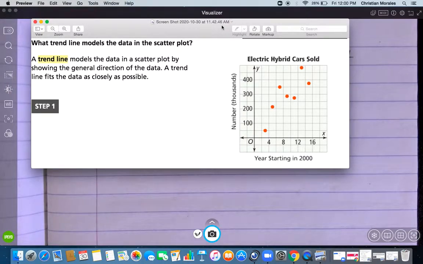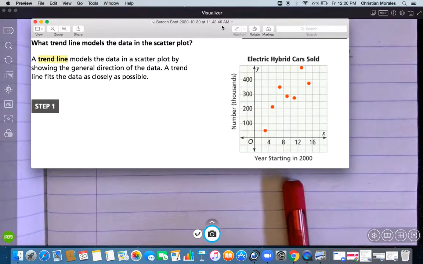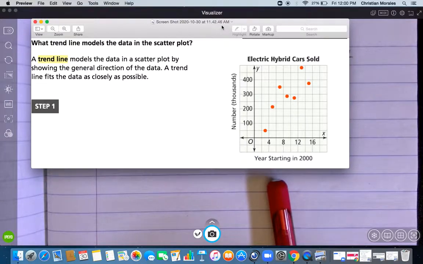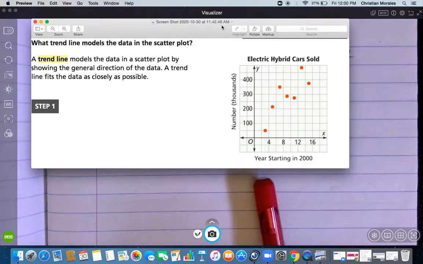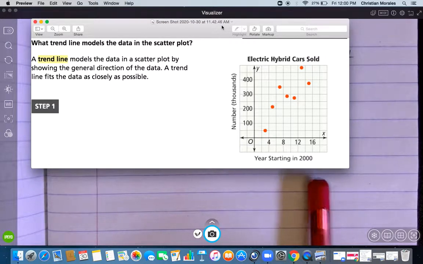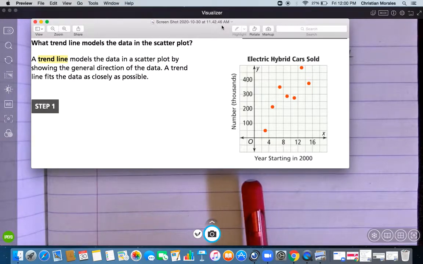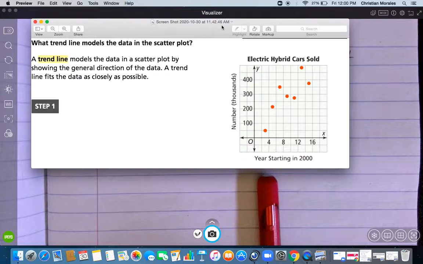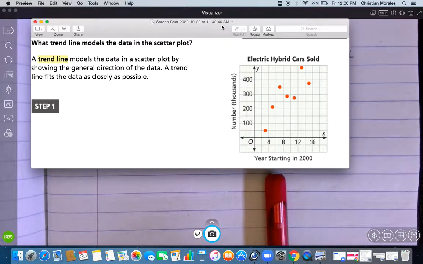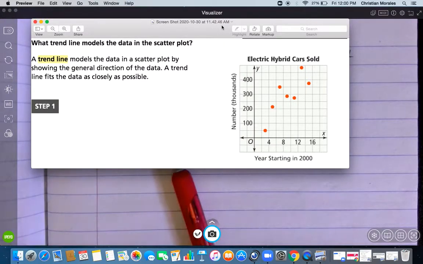This is a scatter plot right here that is modeling the information about the years from 2000 going forward. So this is 2004, 2008, 2012, 2016, and we don't have the information for 2020. And on the y-axis, we see the number in the thousands of hybrid cars that are sold. So that first dot would be somewhere around 50,000. This next dot would be over 200,000.